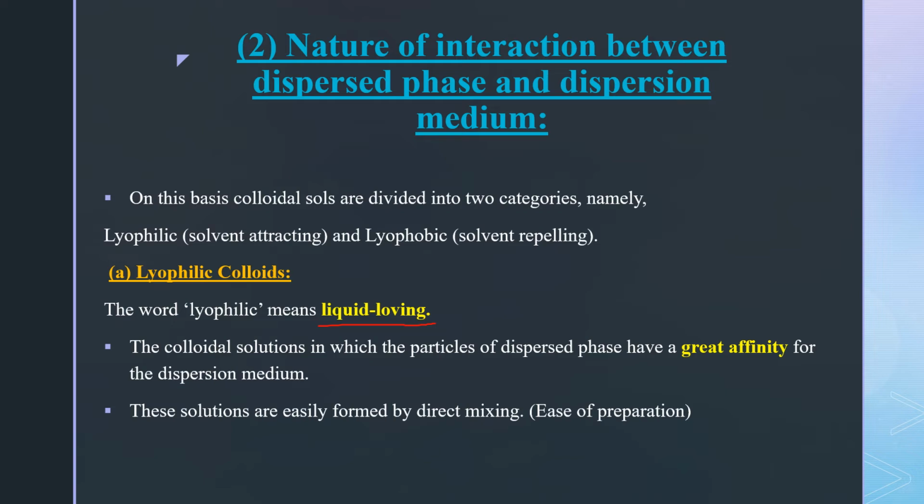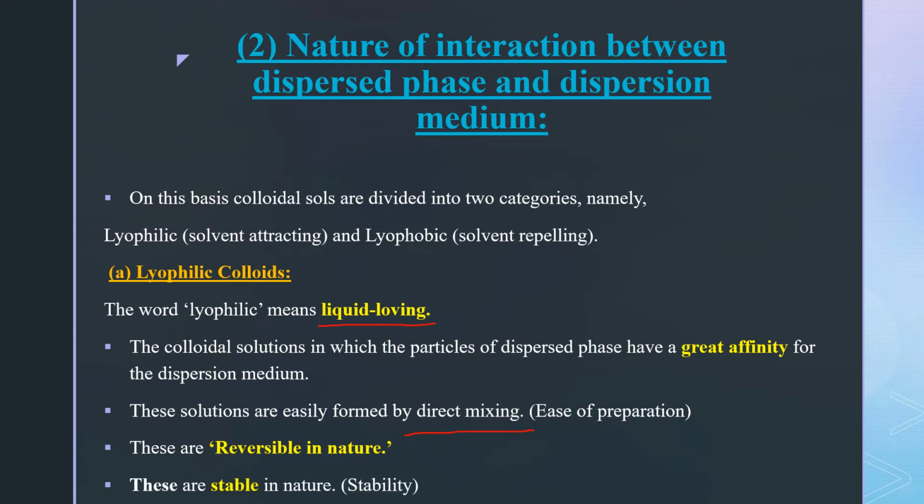These are easily formed by direct mixing. This is their ease of preparation. They can be easily formed by direct mixing. Why? Because they have great affinity between dispersed phase and dispersion medium. And these are reversible in nature. Also, these are stable in nature. Why? Because they can easily be formed. So these are stable because affection between dispersed phase and dispersion medium is more in case of lyophilic.